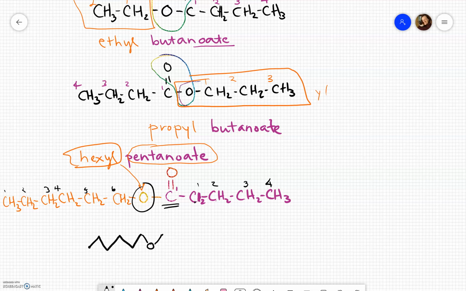So this one, again, is that one right there. Goes down 1, 2, 3, 4 more. And that one also has to contain that double bonded oxygen. So we'll stick that right there.